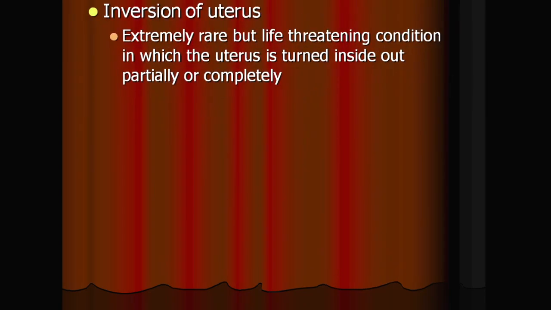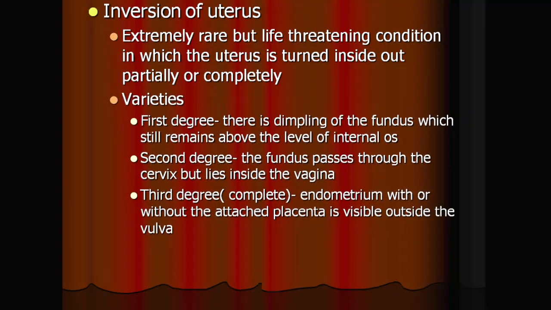Next, obstetric emergencies, inversion of uterus. It is an extremely rare but life-threatening condition in which the uterus is turned inside out, partially or completely. Varieties. First degree, there is a dimpling of the fundus which still remains above the level of internal os. Second degree, the fundus passes through the cervix but lies inside the vagina. Third degree or complete, endometrium with or without the attached placenta is visible outside the vulva.